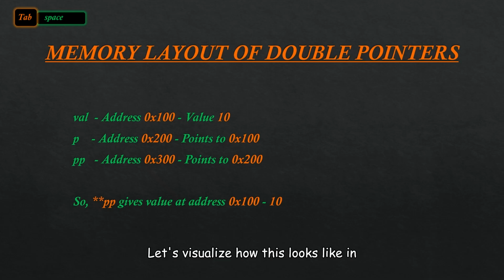Let's visualize how this looks in memory. Imagine you have three variables, val, p, and pp. Val is at memory location 0x100 and holds the value 10. P is at 0x200 and holds the address 0x100, meaning it points to val. pp is at 0x300 and stores 0x200, the address of p. So when we dereference pp once, *pp gives us 0x100 and **pp gives the value at 0x100, which is 10. This chain of addresses helps us understand how pointers to pointers can track and manipulate complex memory references.